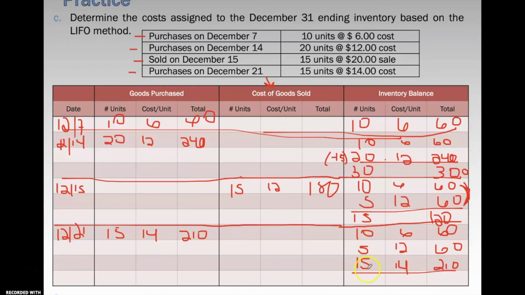So what's my total? I have 30 units. And I'm going to add this up. 60 plus 60 plus 210 is 330. So that's one deliverable. The stuff I still have is worth 330. And what I sold, the cost to me is 180. Obviously, I sold it for more money because I want to make a profit, but it cost me 180.